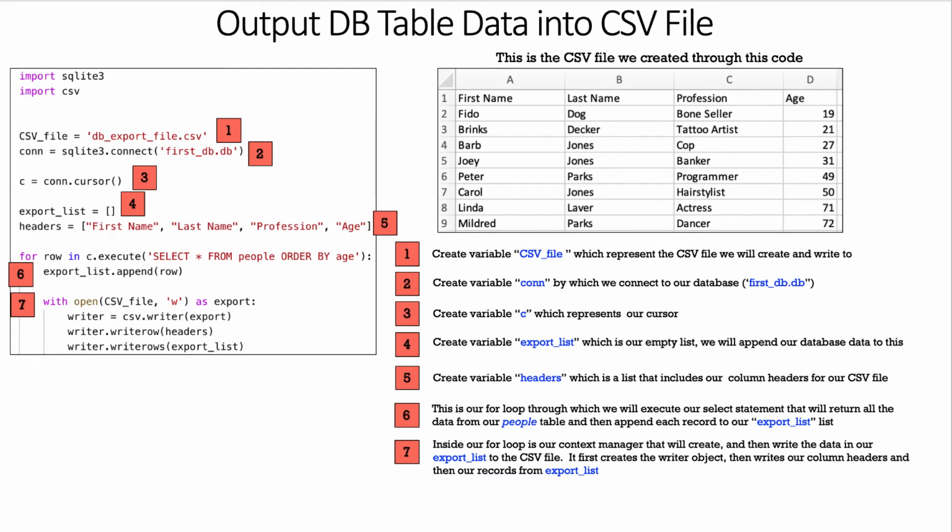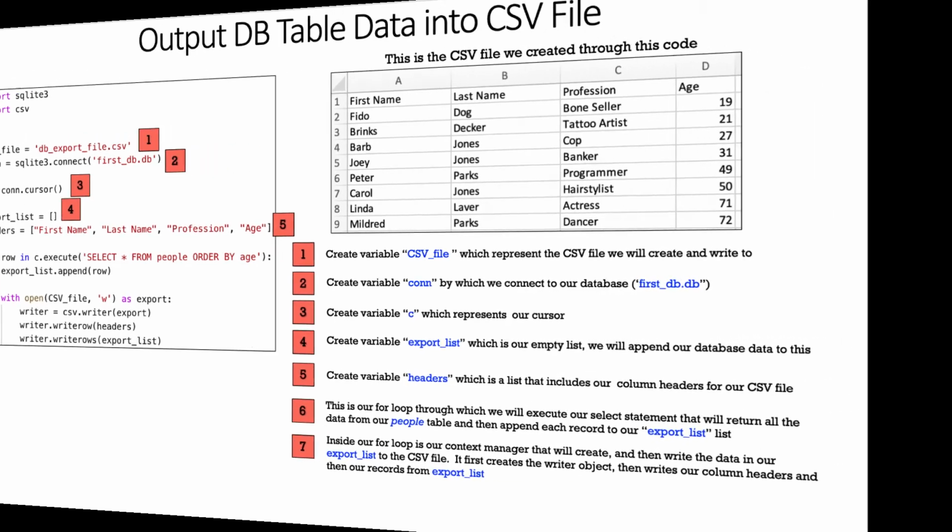7 inside our for loop is a context manager that we will create and then write the data in our export list to the CSV file. It first creates the writer object, then it writes our column headers, and finally our records from our export list. And you see on the right hand side, this is the CSV file that we created through executing this code. So it works like a charm.